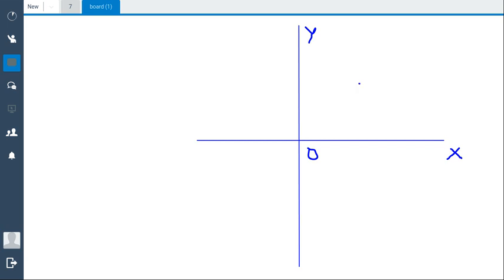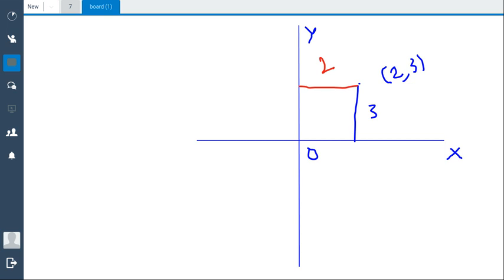Suppose I locate a point on the graph paper, the ordered pair (2, 3). In that, the distance from the point to the x-axis represents the y coordinate, and the distance from the point to the y-axis represents the x coordinate. So these are the two main important points.